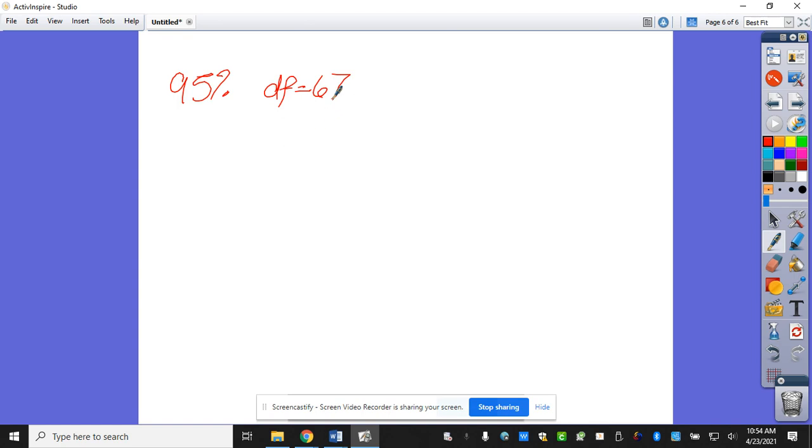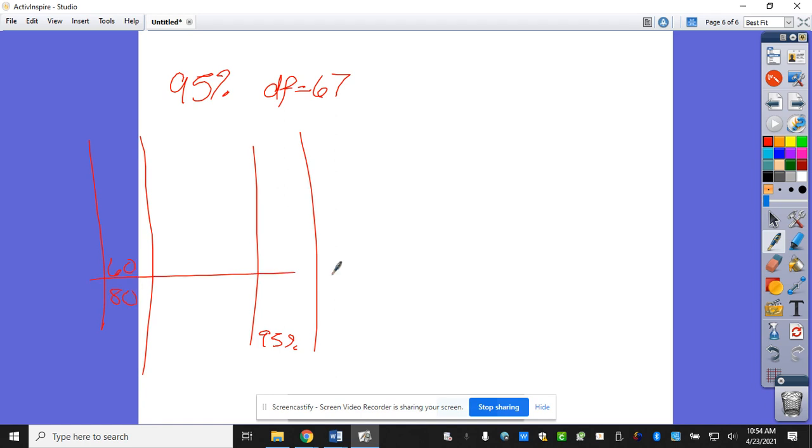If you are using your chart, we're in the column that says, okay, the top, bottom. The top is the percent, the bottom. 95% here. I'm looking for 67 over here, but 67 is not there. So the two closest ones I have are 60 and 80. Which one do I choose? Which one of these two do I choose?